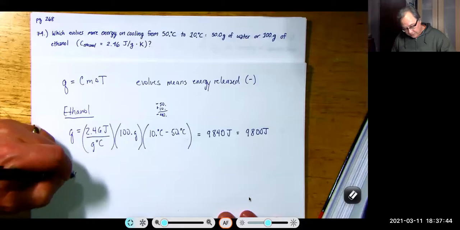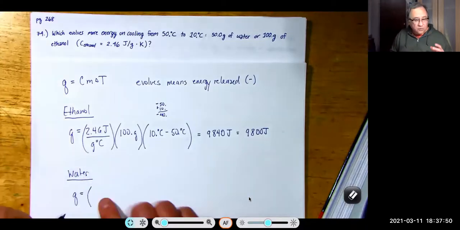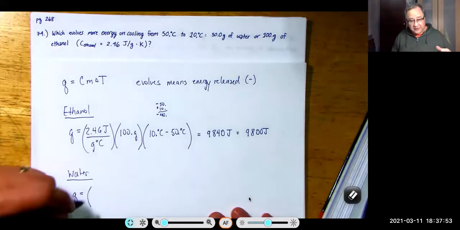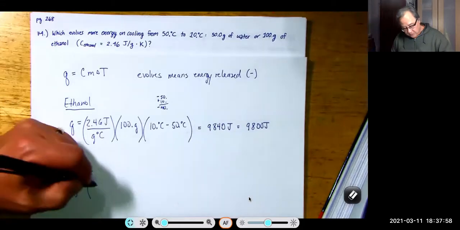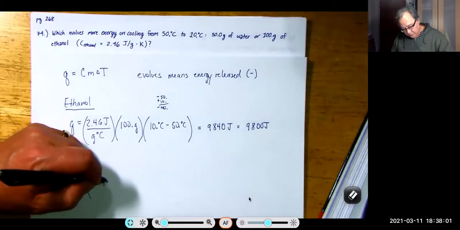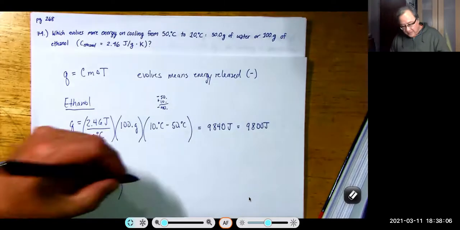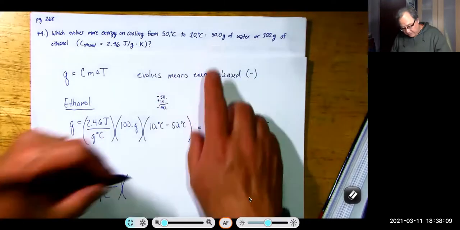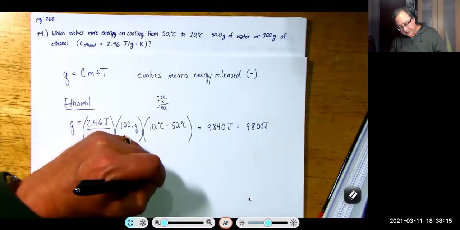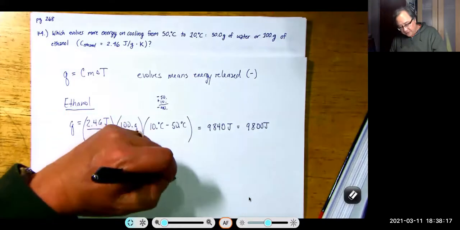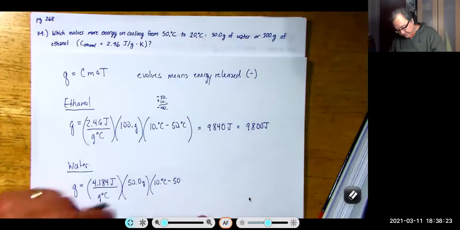Now, let's look at the water. For the water, we have Q is equal to, now, normally we like to use 1 calorie per gram degree Celsius because the specific heat capacity of water is defined as being 1 calorie per gram degree Celsius. But we also know that 1 calorie is 4.184 joules per gram degree Celsius. So it's okay to memorize this one. Now, notice we only have 50 grams of water. And we still have the same temperature change, 50 degrees Celsius to 10 degrees Celsius.